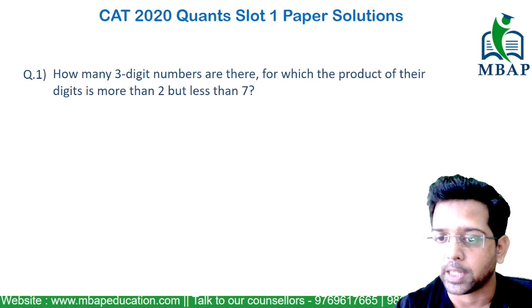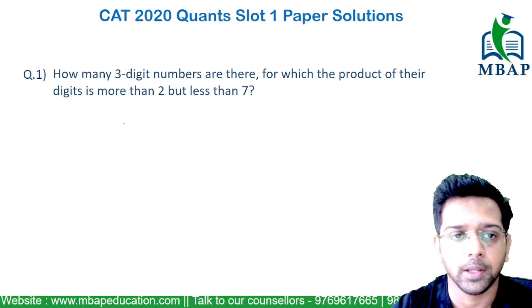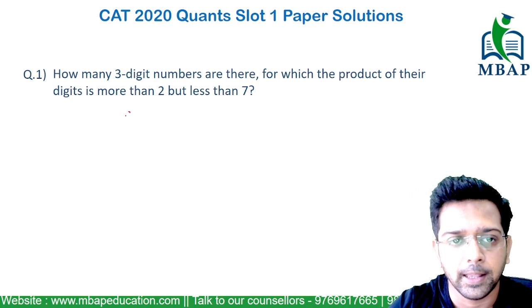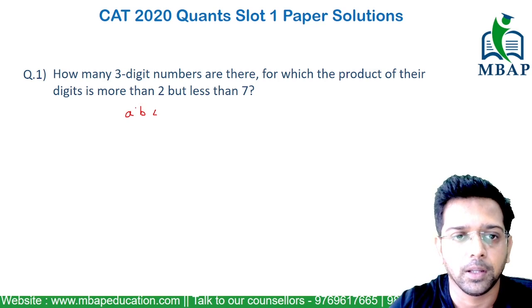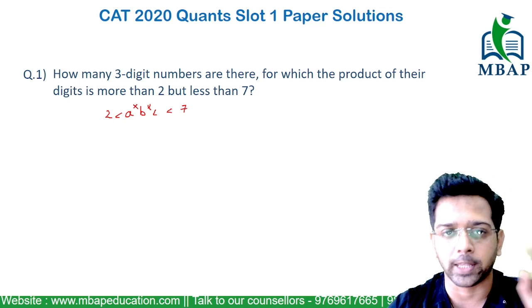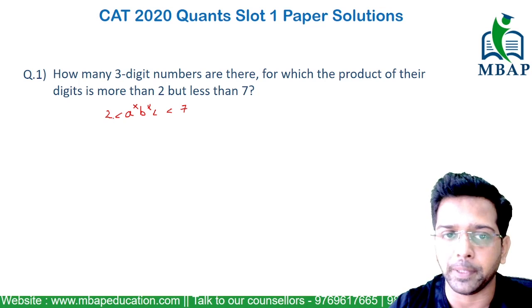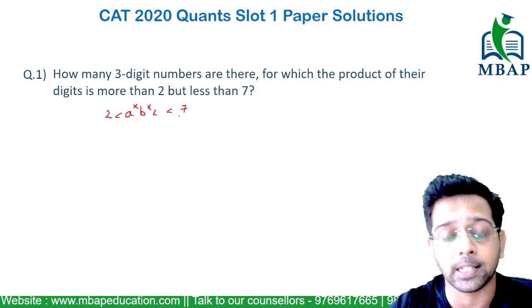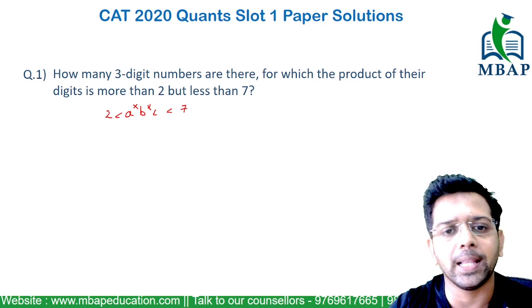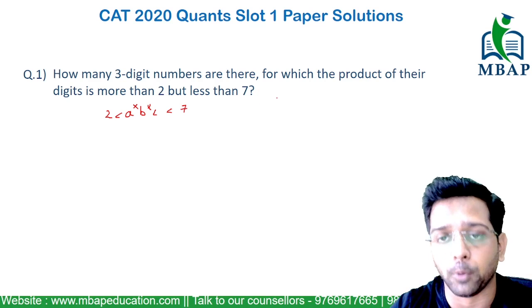I repeat, the question says it's a 3-digit number and you can assume any of the given numbers. Let's assume it to be A, B and C. But they are saying the product A into B into C has to be less than 7 and more than 2. So more than 2 and less than 7, how many such numbers are possible?